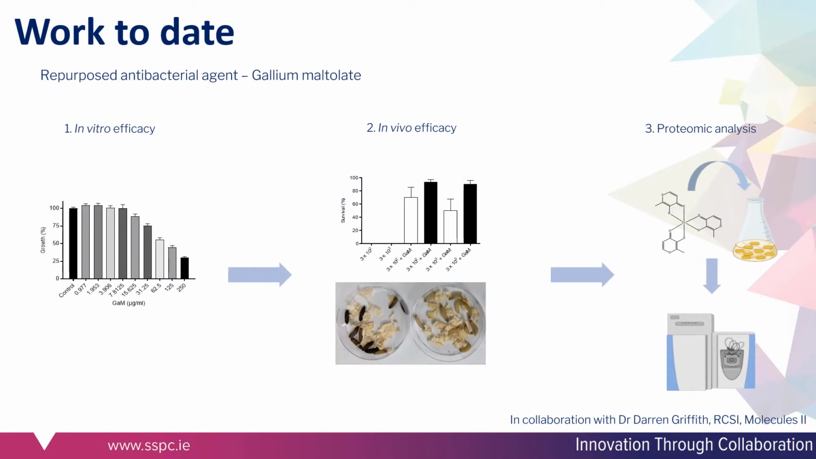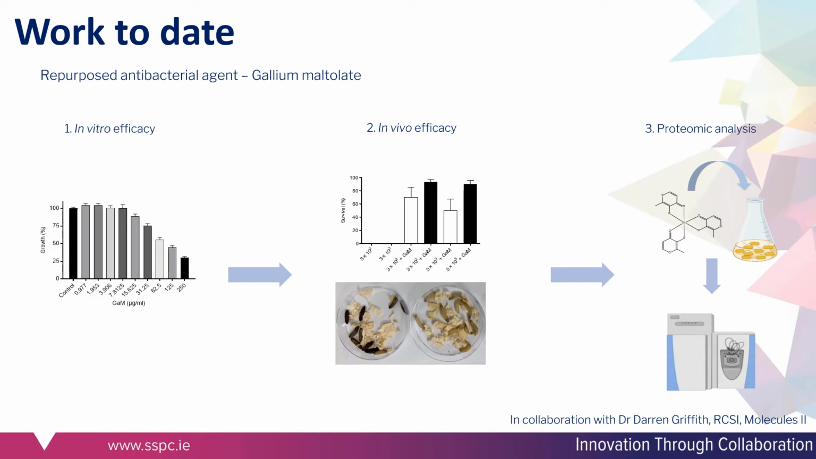The aims of this work are to study a range of novel antimicrobial agents, to assess their efficacy, determine what pathogen they are most active against, and gain insight into their modes of action. In collaboration with Dr. Darren Griffith from Molecules 2, we have carried out work on the complex gallium maltolate, which has demonstrated good inhibitory activity against the gram-negative bacterium Pseudomonas aeruginosa. This is an opportunistic pathogen which poses a risk to immunocompromised individuals such as those with cystic fibrosis and has proven difficult to treat with the emergence of drug-resistant isolates.